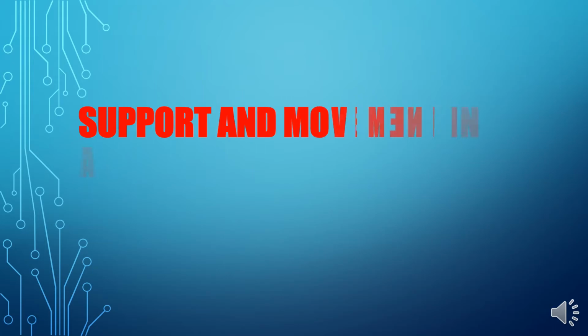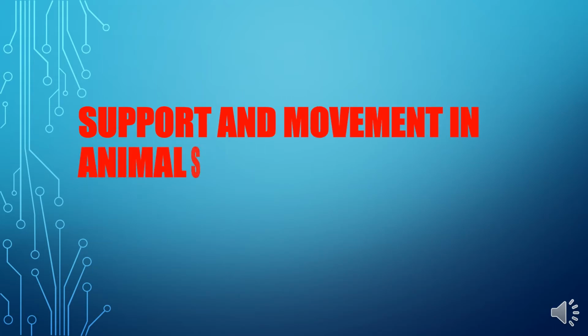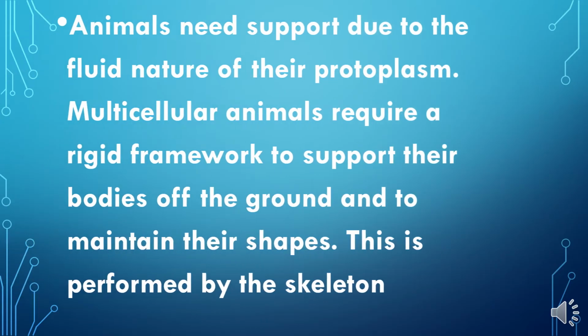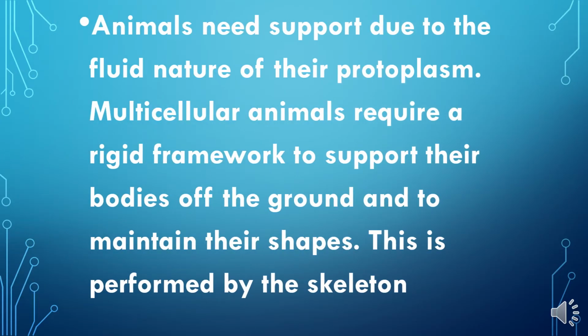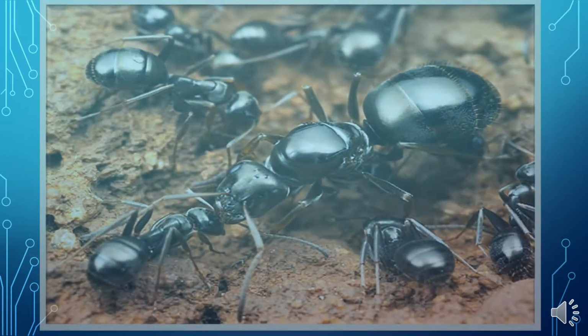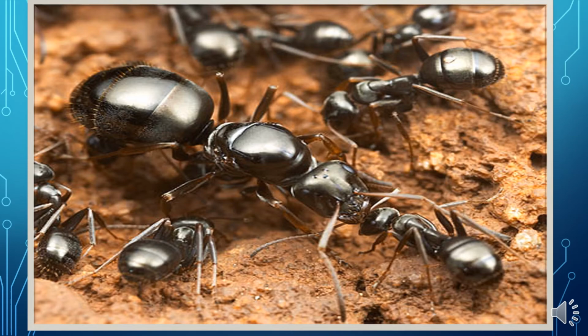Let us now look at support and movement in animals. Animals need support due to the fluid nature of their protoplasm. Multicellular animals require a rigid framework to support their bodies off the ground and to maintain their shape. This is performed by the skeleton. E.g. in these insects, they need a skeleton to support their body off the ground.